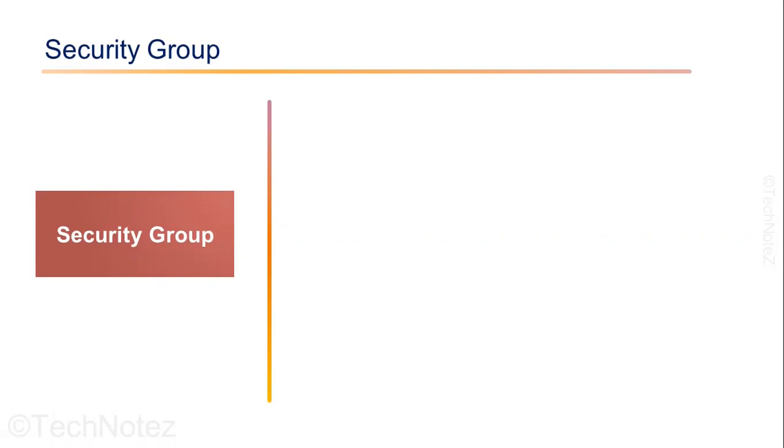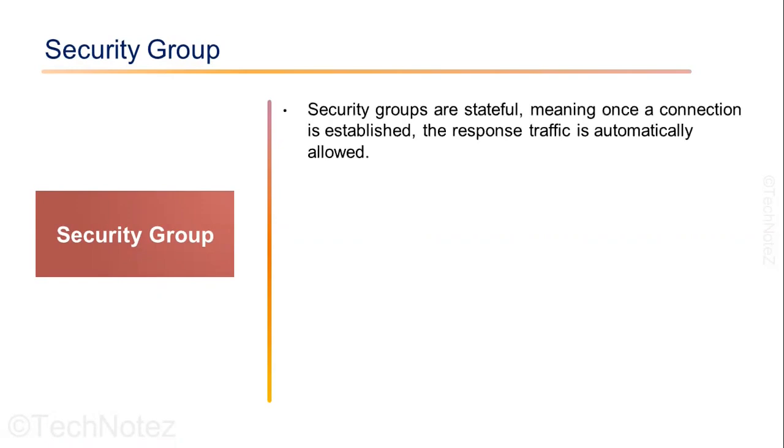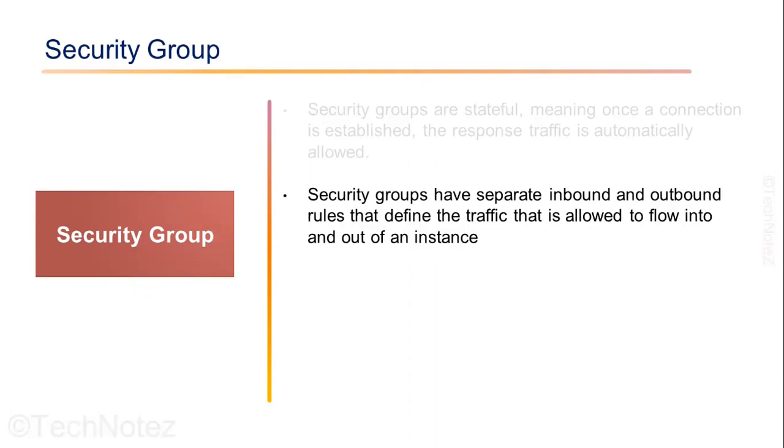Next, let's talk about security groups. Security groups are like virtual firewalls that control the incoming and outgoing network traffic to an EC2 instance. AWS security groups are stateful firewalls, meaning once a connection is established, the response traffic is automatically allowed, regardless of any rules. Security groups have separate inbound and outbound rules that define the traffic that is allowed to flow into and out of an instance.